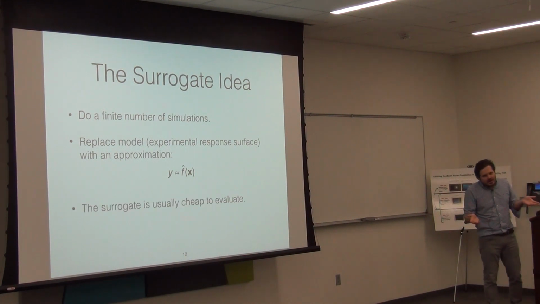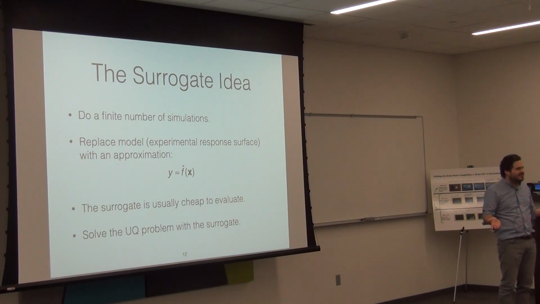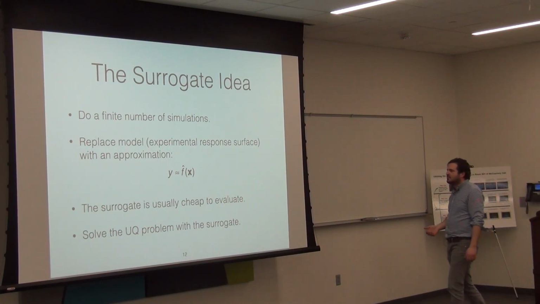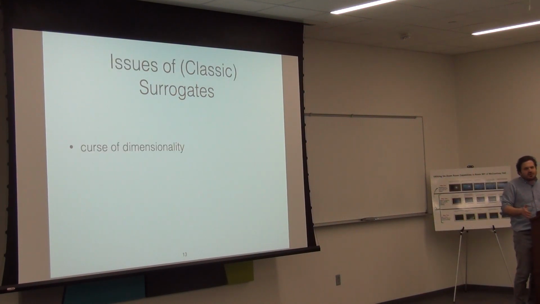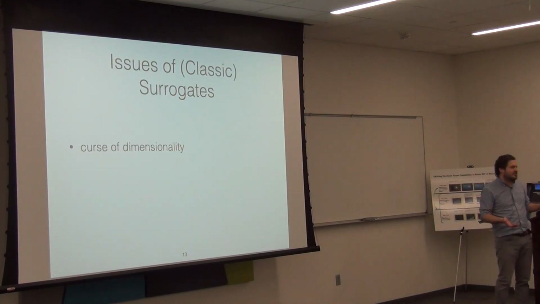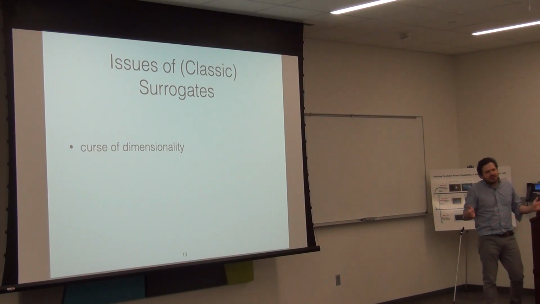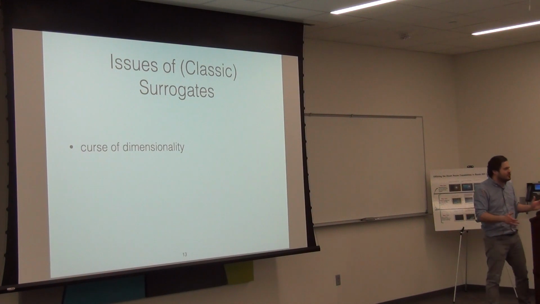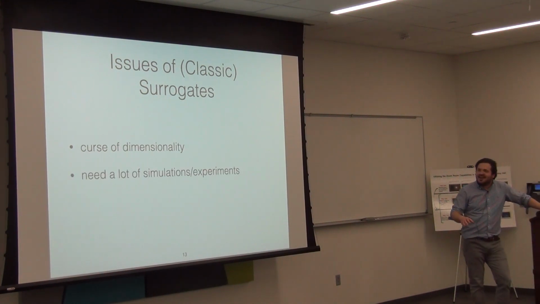It should be cheap to evaluate, and then just sample the hell out of it. That's how it goes. Of course, there is a catch. We cannot really build good surrogates. It's not that easy. There's the curse of dimensionality, obviously, extremely important. We're going to ignore it.